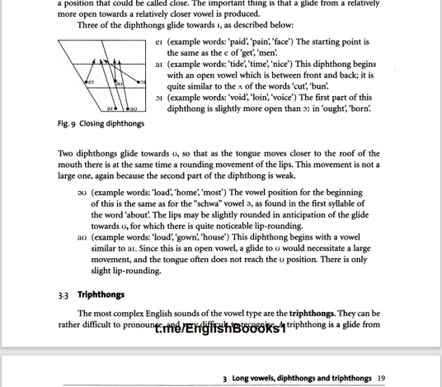Two diphthongs glide towards short vowel O, so that as the tongue moves closer to the roof of the mouth, there is at the same time a rounding movement of the lips. This movement is not a large one, again because the second part of the diphthong is weak, as we said. In this sound, ow.